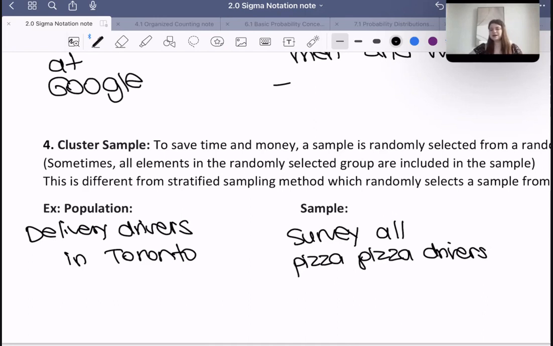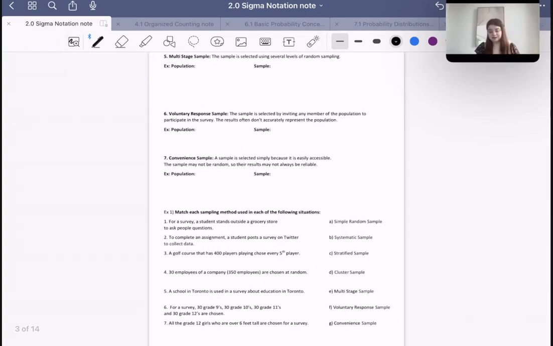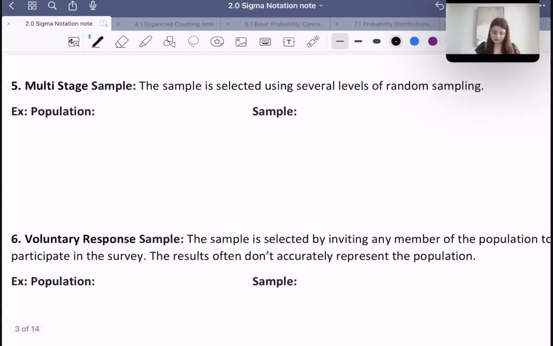However, the main benefit of this one is that it does save time and money to only have to survey one group and then generalize it to the entire population. But of course, there are limitations to this method. I mean, there are limitations to all of these methods, even the census, right? Even the census isn't perfect. It costs a lot of money.